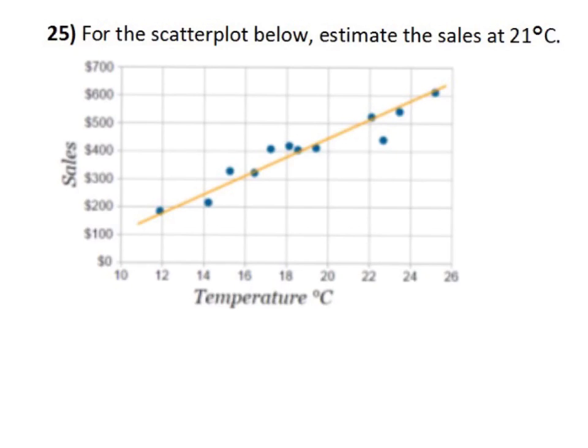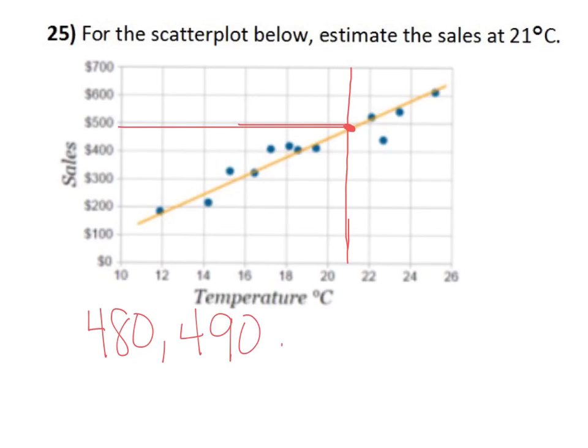Number 25. For the scatter plot below, estimate the sail at 21 degrees Celsius. So right here on our graph is where 21 degrees Celsius would be. So seeing the point where it lines up with the trend line, or the line of best fit, measuring how far it goes over, it's somewhere right below 500. So you could say maybe 480, 490, 495, something right below 500. And again, your semester exam is going to be multiple choice, so that would be easier to define.